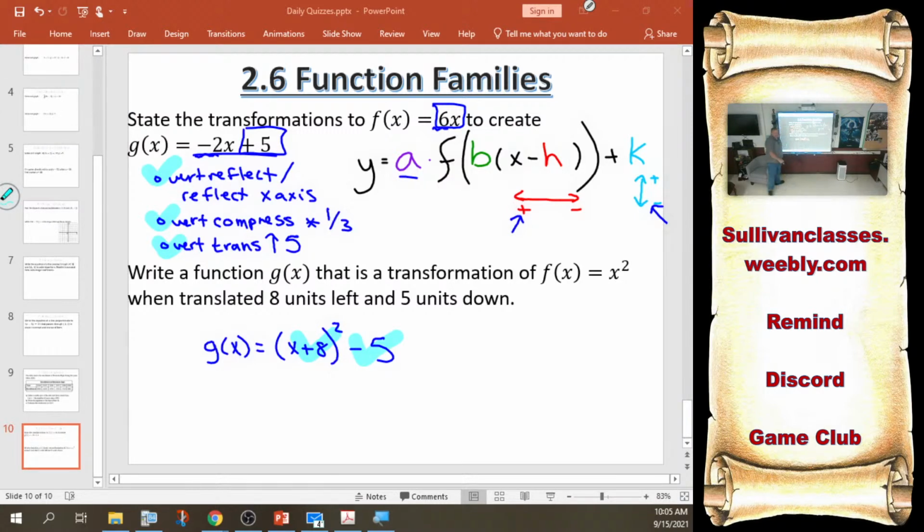Five things, 5 points. Yes, ma'am. How do you know it's a square? Because that's the parent. Mathematical terms of who's your daddy. Okay? Like, that's it. You take the parent function and you do those 4 things to it.